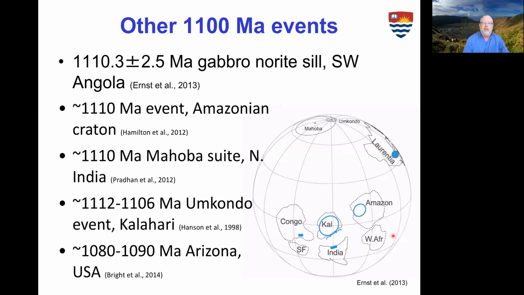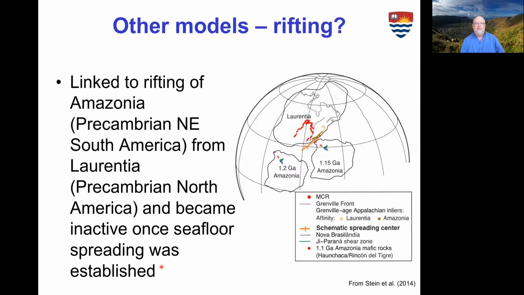Well, we know from some of the work that Richard Ernst has been doing, and some of it's been around for a while, that there are a lot of other events around the same time which show similar geochemistry. Angola, the Amazonian event, this Kalahari event we've known about for a while, 1112 to 1106. And then down in Arizona, there are dikes which are a little bit younger, 1080, 1090, again suggesting that perhaps there was something going on globally at this time that could help us understand what was going on.